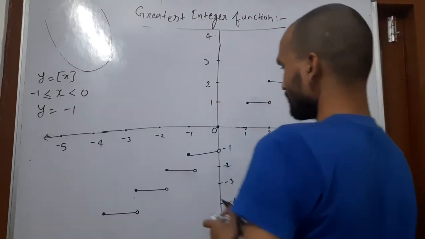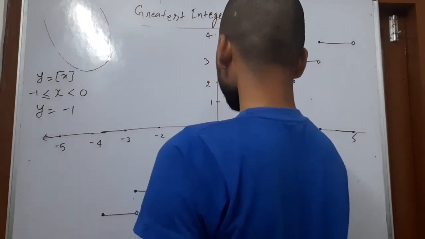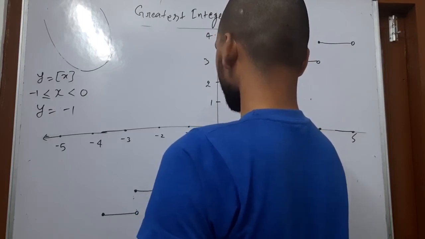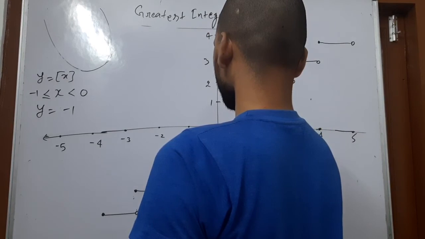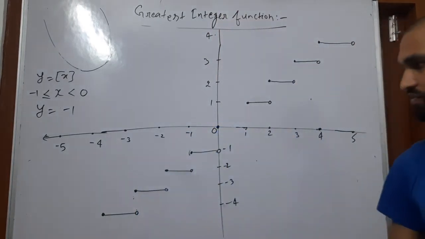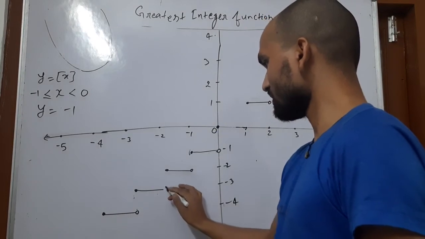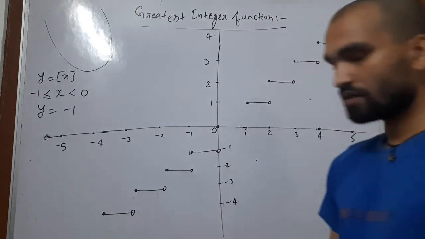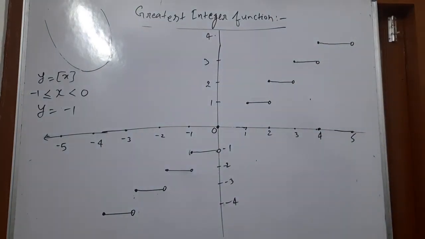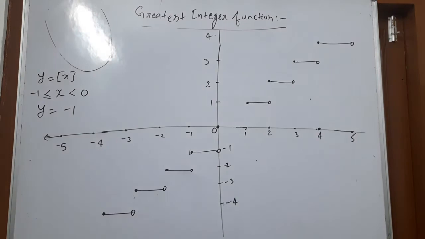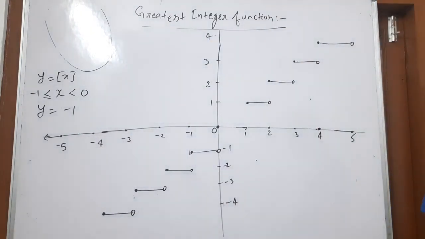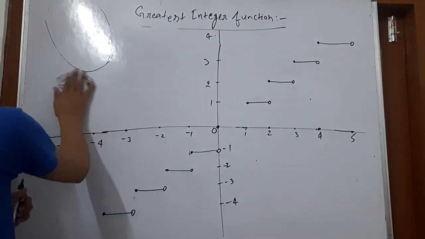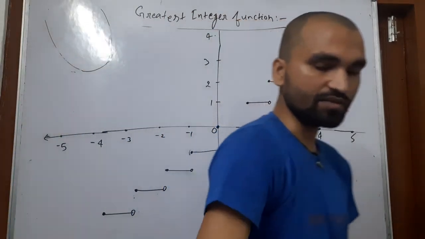This is the graph of greatest integer function. So exactly write the circle just below this. Okay, this is the graph of greatest integer function. You can easily draw the graph by the concept as I have discussed earlier. Okay students, now we should discuss what is the domain and range of these types of function.